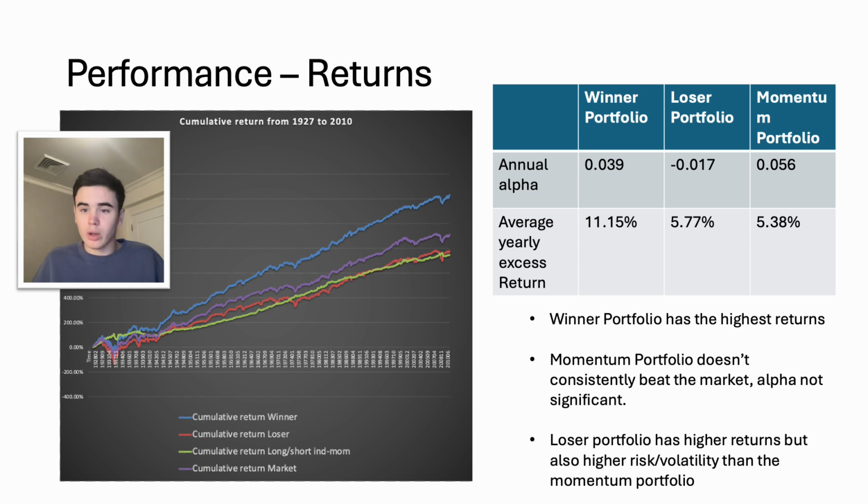Interestingly, whilst the winning portfolio boasts the highest average excess returns, it does not have the best Sharpe ratio. This indicates that although those top industries can deliver substantial above-market returns, they are also accompanied by greater volatility.